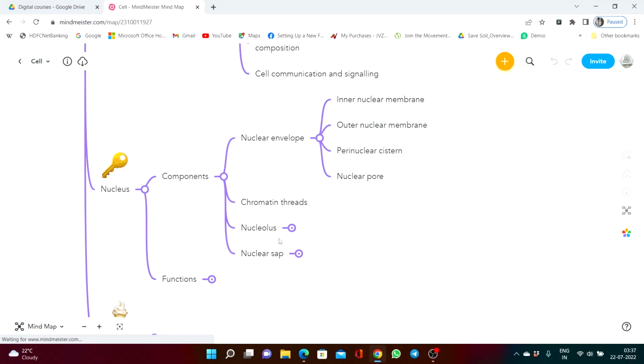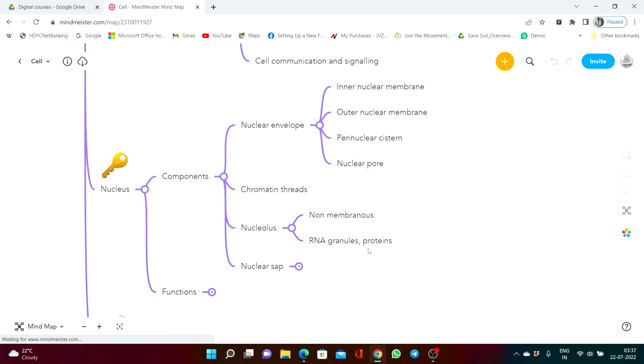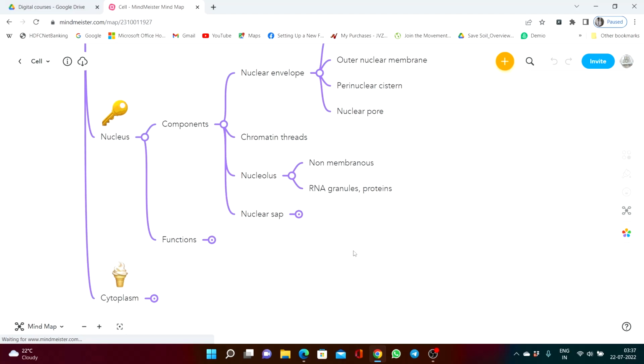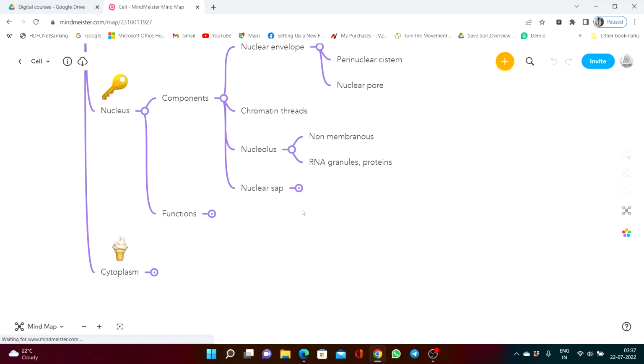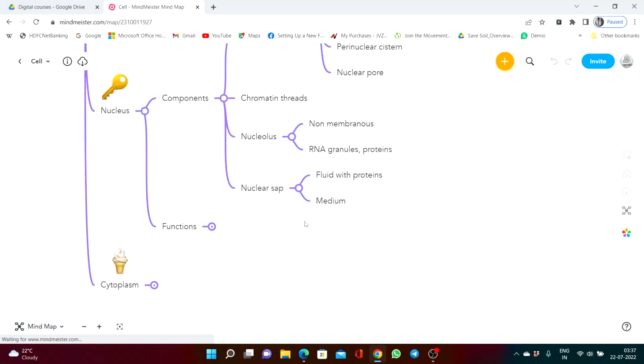Now coming to the third component of the nucleus, that is the nucleolus. It is a non-membranous structure made of RNA granules and proteins. The fourth component of the nucleus is a fluid which has proteins and acts as a medium for transport of materials from the nucleolus to the nuclear pore.